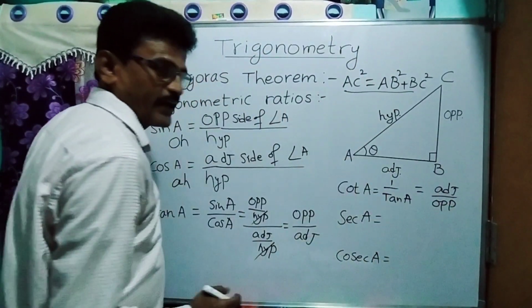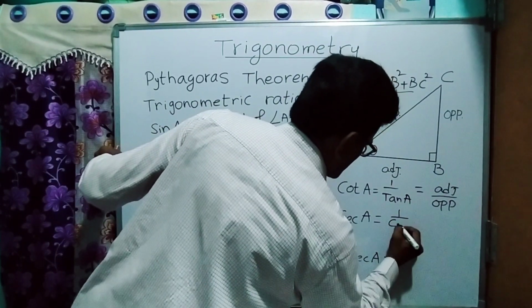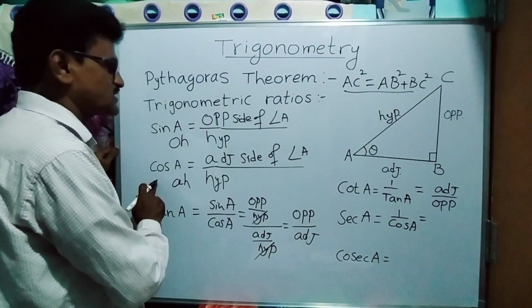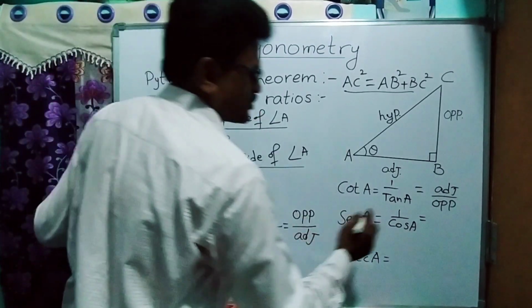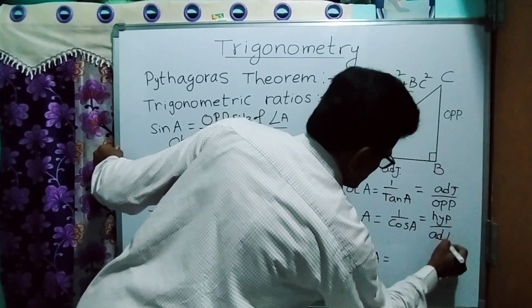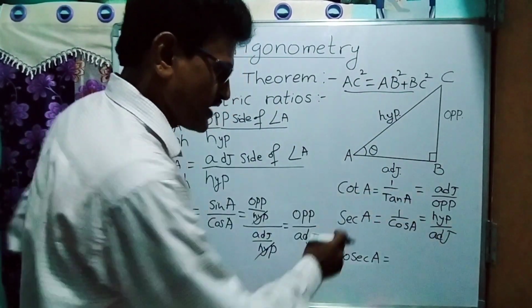Now, what is secant A? It is the reciprocal of cos A. Secant is 1 by cos A. Here what is cos? Adjacent by hypotenuse. So here we can write hypotenuse by adjacent. So what is secant A? Hypotenuse side by adjacent of angle A.